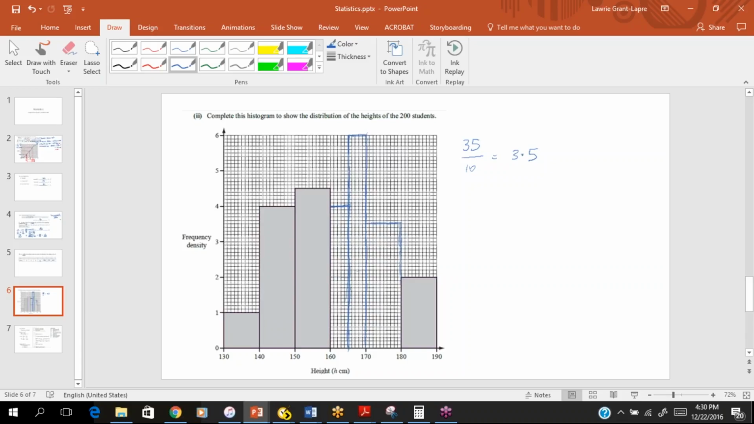Before we had, for this one, we had 20 over a distance of 5, so our frequency density was 4. And then we had only 30 over a distance of 5 units, so we get a frequency density of 6.